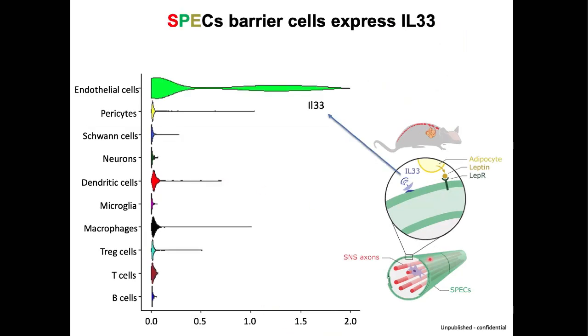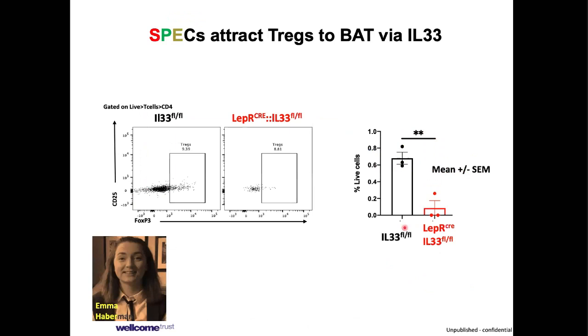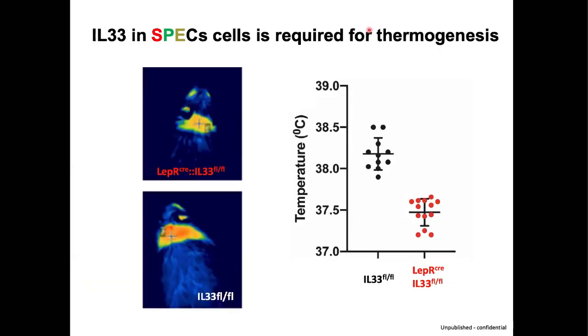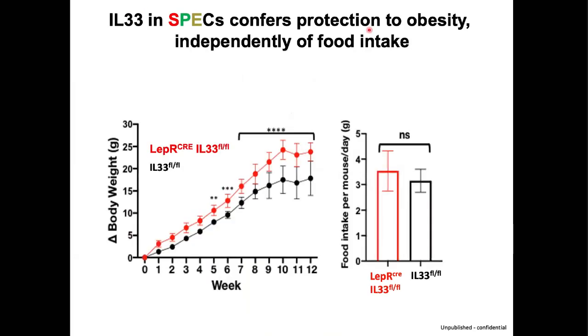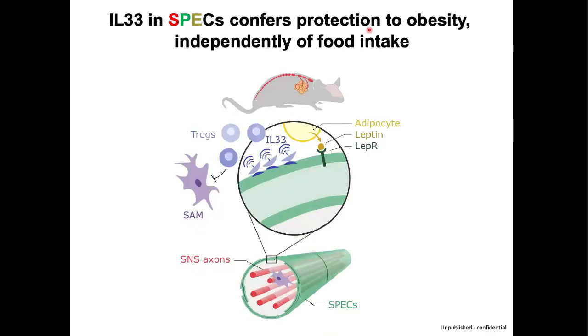So we saw that IL-33, which is well known to be a cytokine produced in barrier areas in the body, is also produced by these perineural cells. And we know that IL-33 is attractive for Tregs, and we see that the Tregs seem to be depleted in the brown adipose tissue of conditional knockout animals for the leptin receptor in these perineural cells. We see that there's a deficiency in thermogenesis, and we also see that these animals are prone to a high-fat diet. So altogether, it seems that the IL-33 in SPECs confers protection from obesity independently of food intake.